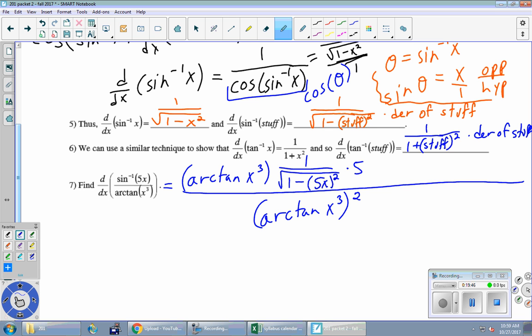Okay, so that was the bottom times derivative of the top, or g times f prime, minus top, copy the top, inverse sine 5x, times the derivative of the bottom. So arctan, 1 over 1 plus stuff squared. 1 over 1 plus, what is getting squared? X cubed, right? 1 over 1 plus stuff squared. But it's not quite done. We haven't finished. Times 3x squared. That's the derivative of this stuff.